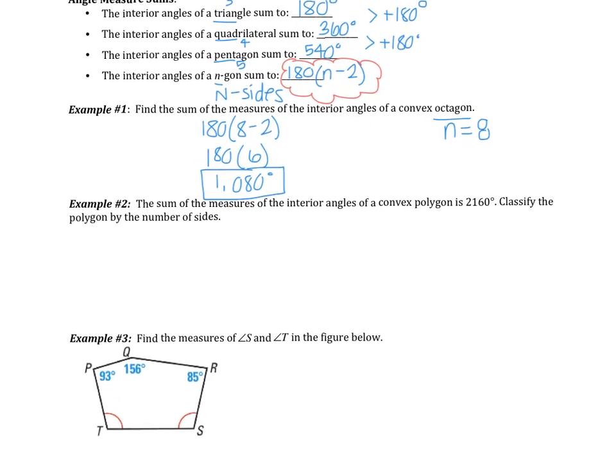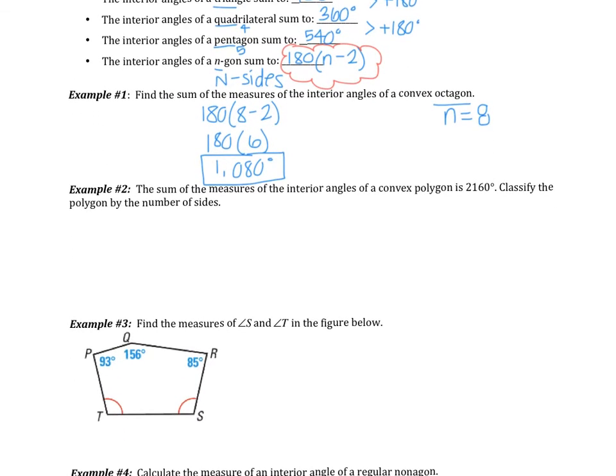Here, the sum of the measures of the interior angles of a convex polygon is 2,160 degrees, classified by number of sides. So now we're going in the opposite direction. We're still going to use our formula. 180 times n minus 2 is going to equal the sum of the angles. This time we know the sum of the angles is 2,160 degrees. Our goal now is to solve for n. Luckily, there's just one variable in the equation, so it's not that bad.